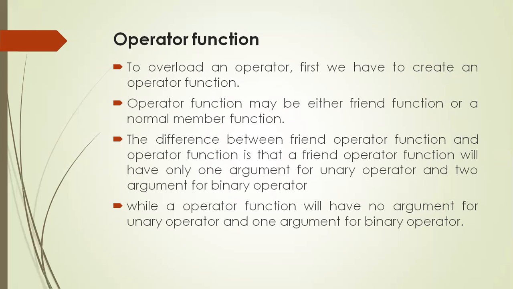Similarly, if you are overloading a unary operator and you are writing the operator function as a member function, no argument is necessary. But if you are writing it as a friend operator function, then one operand. For a unary operator, member operator function 0, friend operator function 1. In the case of a binary operator, for a member operator function one argument, for a friend operator function 2 arguments are necessary.